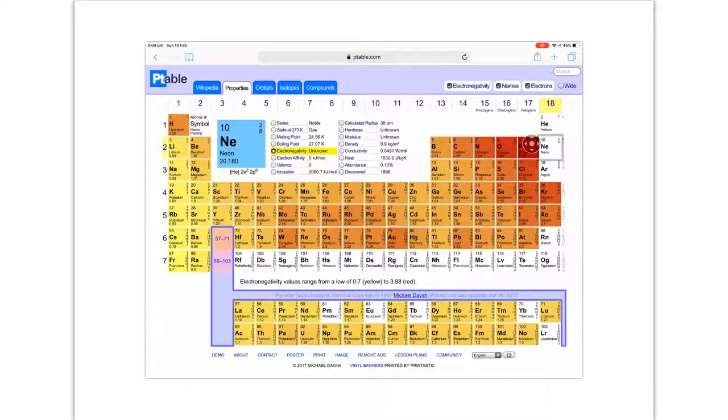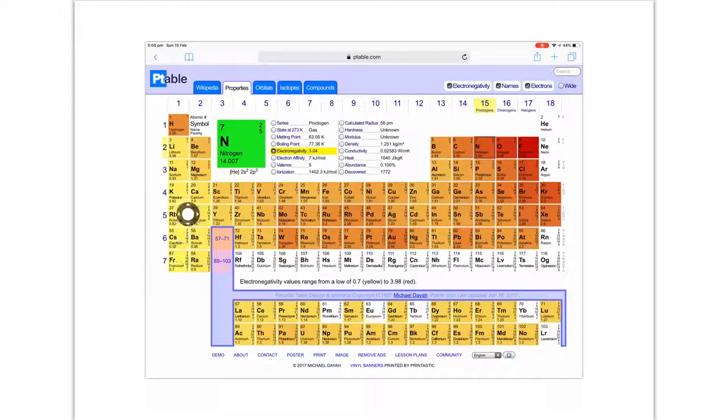The values here: fluorine 3.98, oxygen 3.44, nitrogen 3.04. Now, electronegativity is going to be really important when we come back and look at secondary bonding later on. So we will come back to that at that point, and we'll look exactly at these values. But for now, we're just interested in the trends.